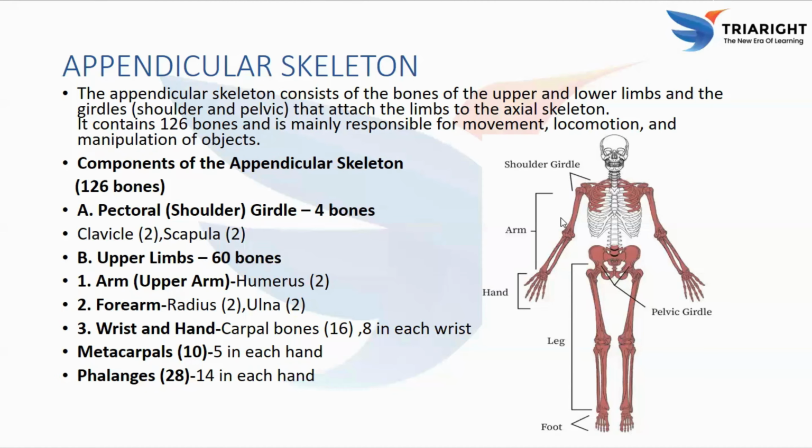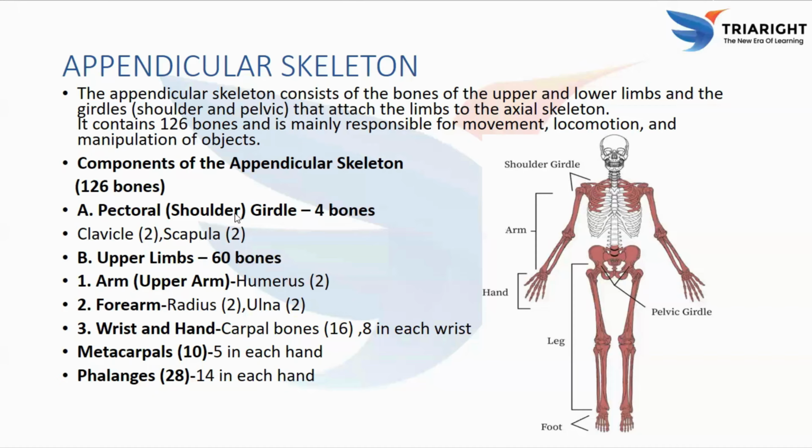So this pectoral or shoulder girdle is made up of 4 bones. These bones connect the upper limbs to the axial skeleton. They are 2 clavicle bones, that is collar bones, and 2 scapula bones, that is shoulder blades. This pectoral girdle provides attachment for arm muscles and also allows a wide range of arm movement.